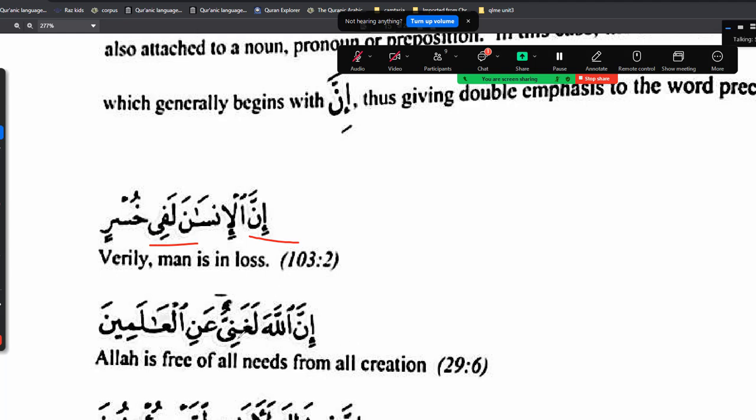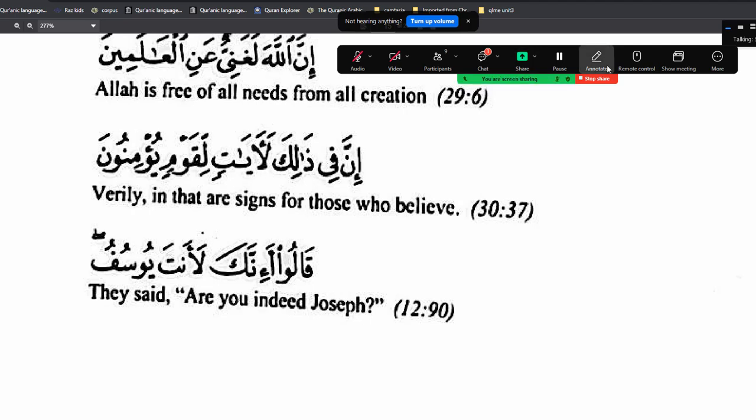Inna Allaha la ghaniyun anil alameen. We have inna, Allah is definitely, surely free of all needs from all creation. La ghaniyun, we have the lam of emphasis coming with a noun, ghani. Inna fi dhalika la ayatil liqawmi yuqinun. We have inna, and then which is the lam of emphasis? What is coming after it? Ayatin. Is it a noun or pronoun? It is a noun. Very good. So we have the lam of emphasis coming with a noun, and we have the inna. Verily, in that are signs for those who believe.